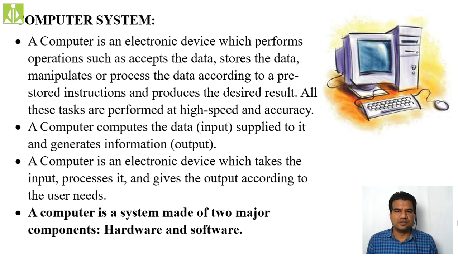Okay, output. So basically when we discussed Microsoft Excel, there I told you the difference between data and information. It is a very debatable stuff, I can say. What is the difference between data and information? So here we are saying a computer computes the data supplied to it and generates information. There is a big difference between data and information.